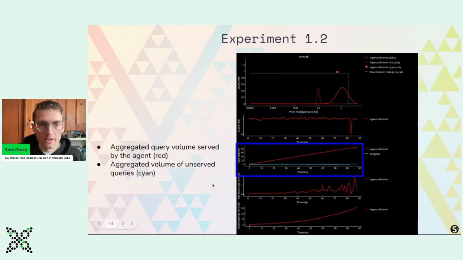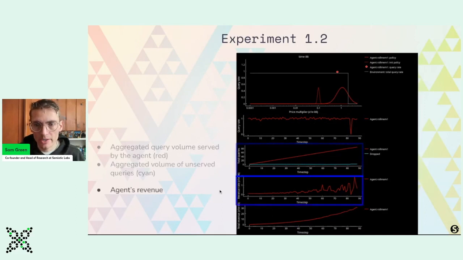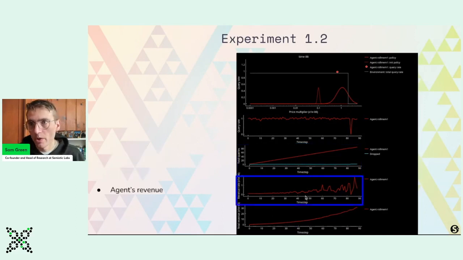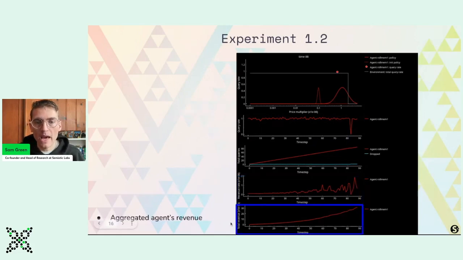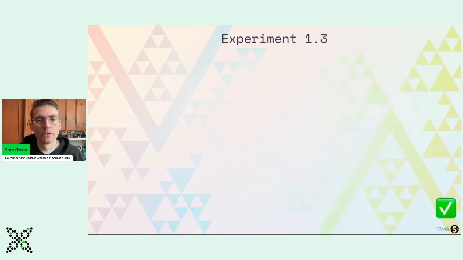This is going to be the total queries that are served by the market. This is the agent's revenue. You want to see it going up and to the right over time. And this is the aggregated revenue, the total aggregated agent revenue.